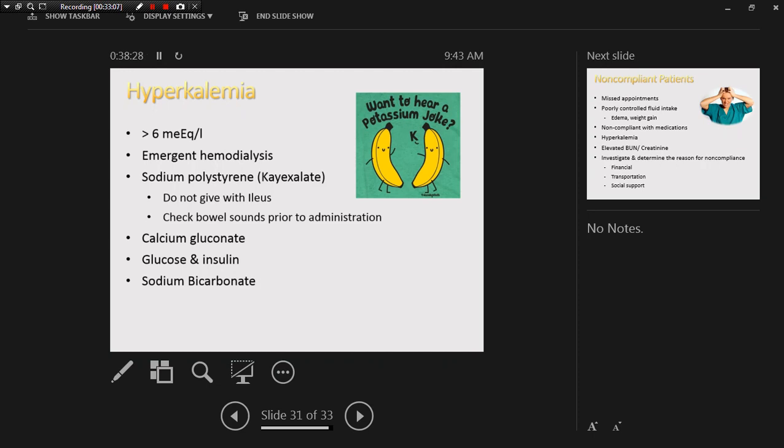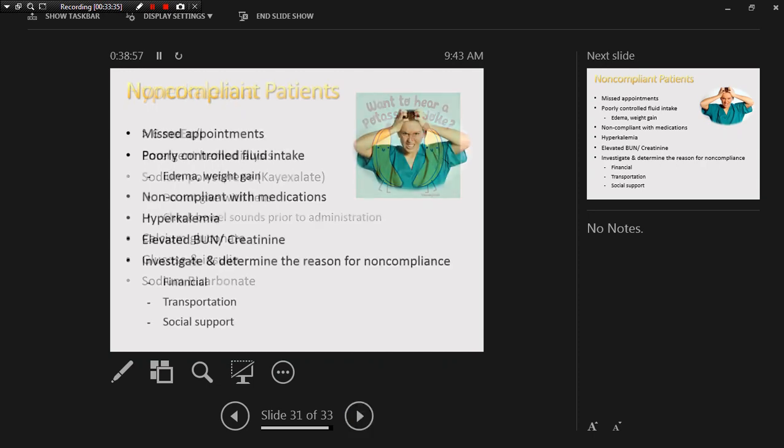So they can't have an ileus, they can't have a bowel obstruction, because the whole benefit is to move the potassium through the stool and through excretion of the stool. So if we've got an ileus or bowel obstruction, we can't give it. So it's important to check bowel sounds prior to administration. Another thing too, if we do give it and the patient has an ileus, I think it can lead to bowel necrosis. So that's not a good thing.